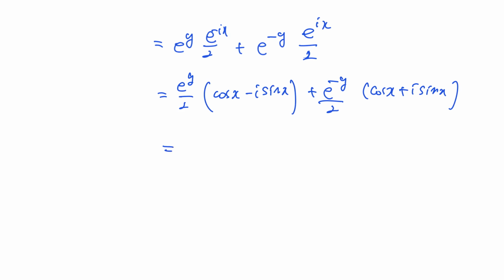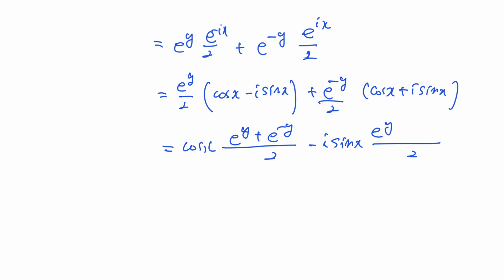So we can factor with the cosine x. We have exponential y plus exponential minus y over 2, minus i sine x times exponential y minus exponential minus y over 2. So this is cosine x cosine hyperbolic y minus i sine x sine hyperbolic y.